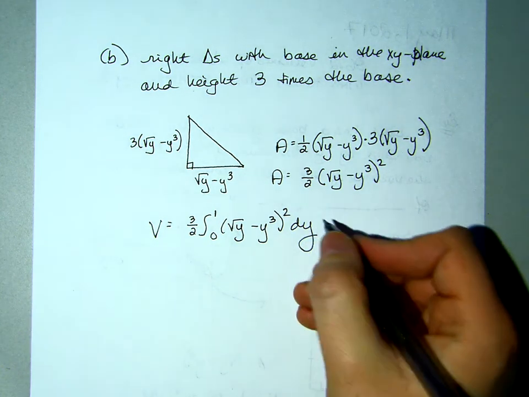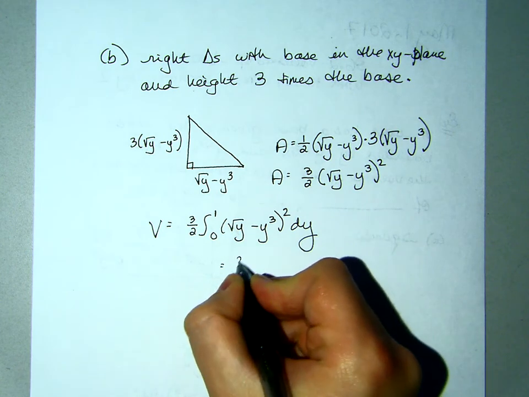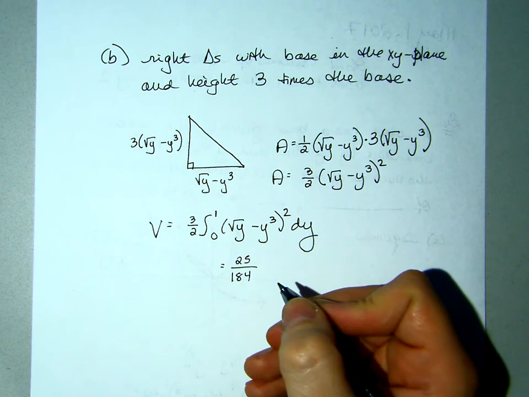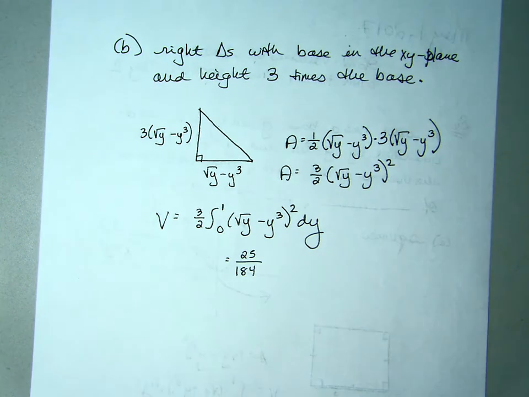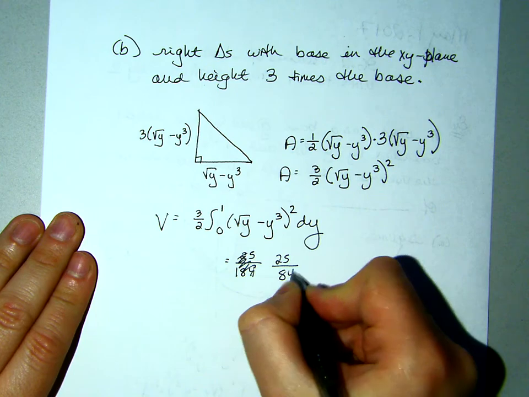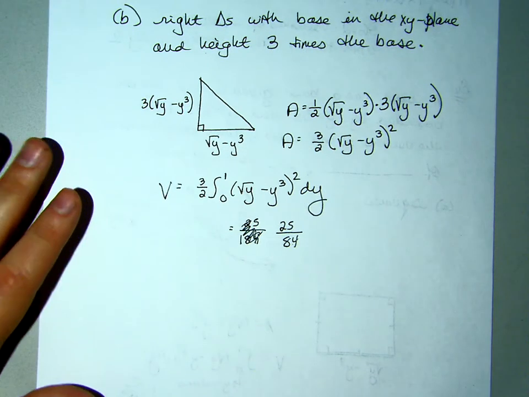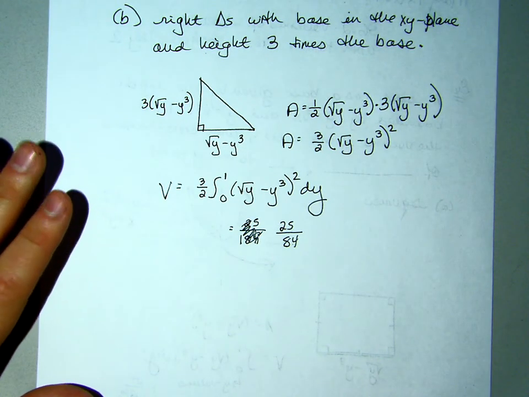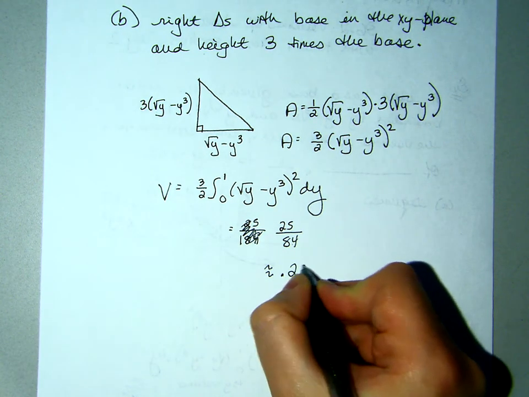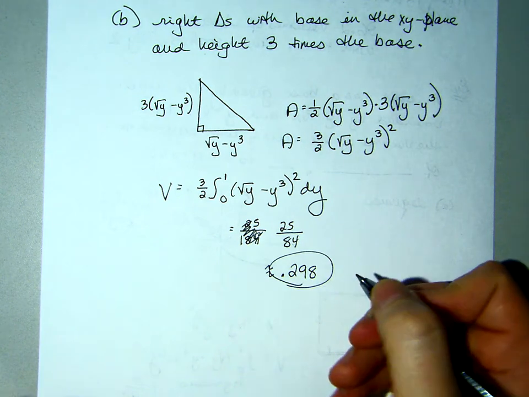Caitlin Arsenault, what do you have for a final answer? 25 over 84. I think 84 sounds a little better, maybe. I think so. I didn't bother. I just got a decimal. Anyone have a decimal they can share? 0.298.